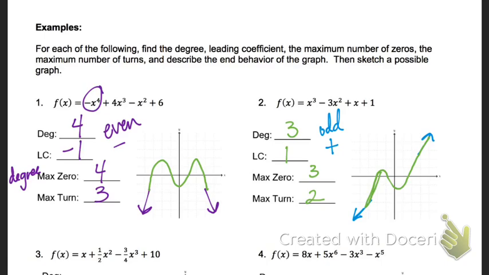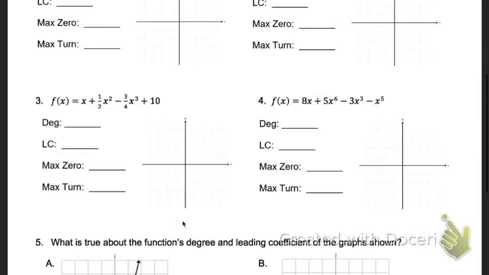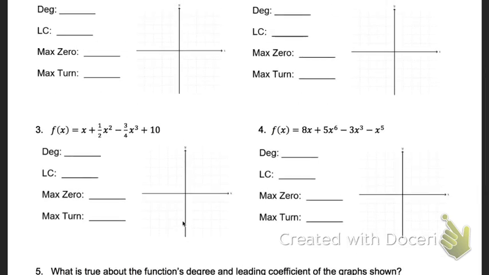Why are there fractions? Fractions don't matter, because we're not doing anything with the fraction. My leading coefficient and my degree are hidden in the middle. So it's not always the first term. It's just the highest one.